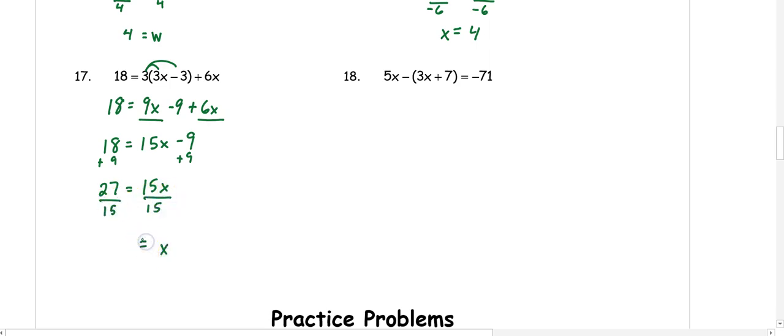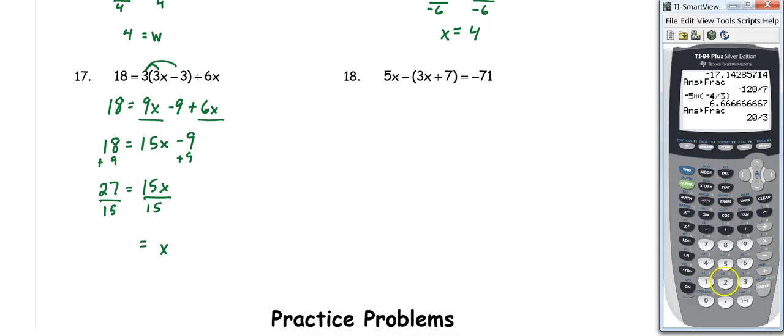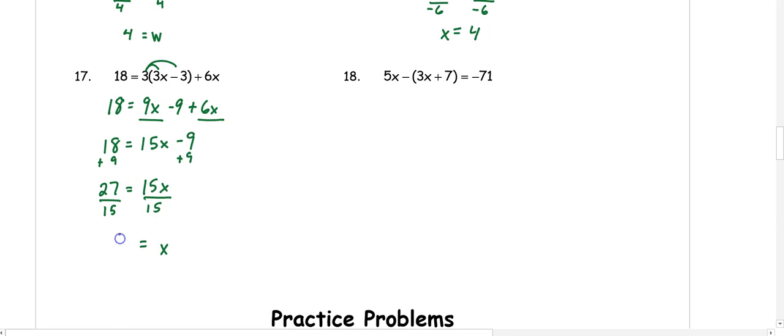We know that 15 doesn't divide into 27 evenly, but we want to see if it's going to reduce at all. So 27 divided by 15 in my calculator. Math, enter, enter. So it reduces to 9/5.